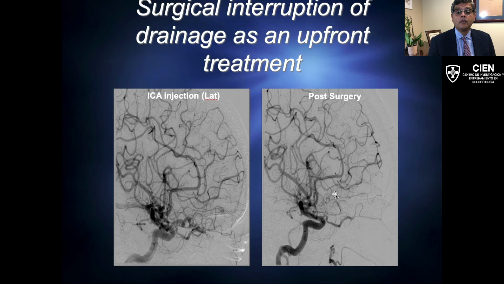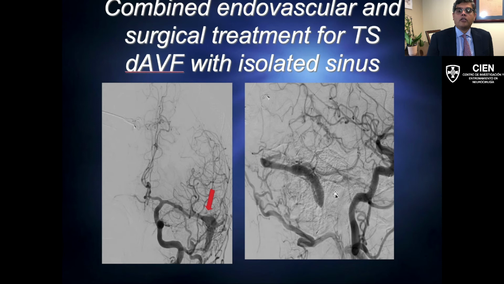Now, what about combined endovascular and surgical treatment? So this usually is attempted when there is an isolated sinus. And this would be an example. You can see that this patient has multiple arterial feeders. They come from the middle meningeal artery, the occipital artery, and it all drains into this transverse sinus and the sigmoid sinus. But see, it's isolated. It's hard to get here because there's no large vein that drains into this area.